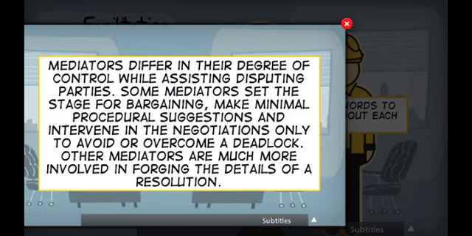Mediators differ in their degree of control while assisting disputing parties. Some mediators set the stage for bargaining, make minimal procedural suggestions, and intervene in the negotiations only to avoid or overcome a deadlock. Other mediators are much more involved in forging the details of a resolution.